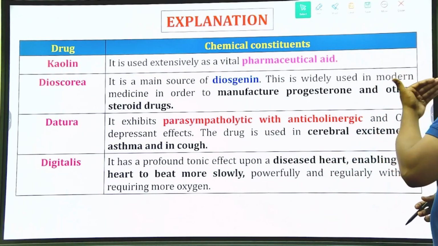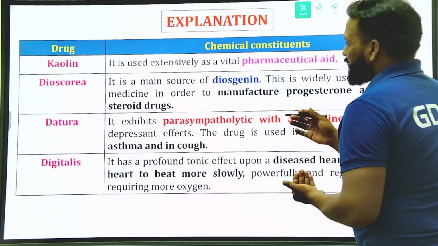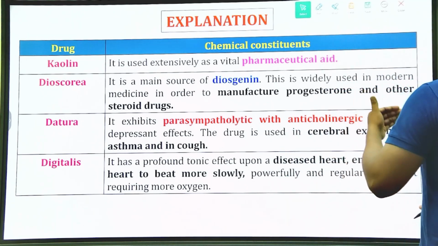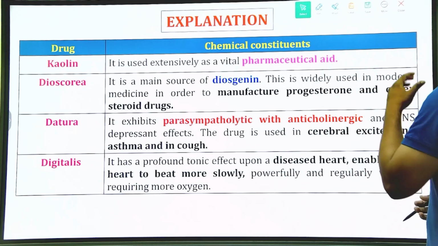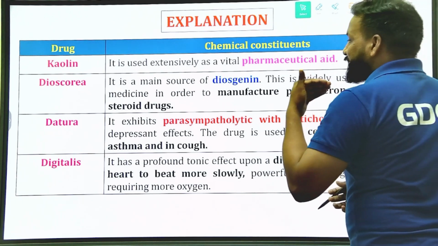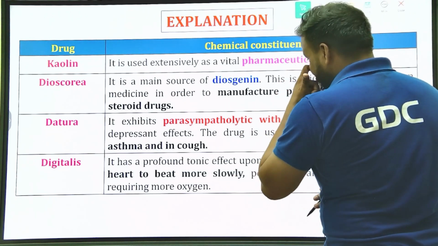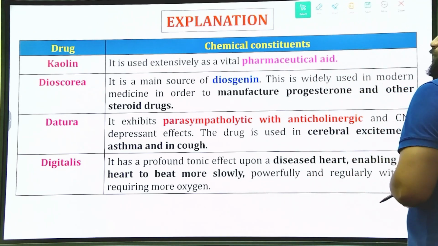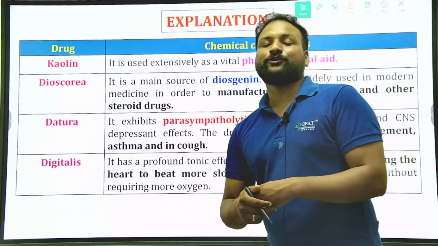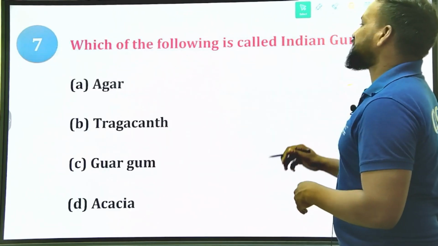They have different pharmacological actions. Diosgenin is used as a precursor for the steroidal drugs. Datura is a parasympatholytic with anticholinergic properties, whereas digitalis is a cardiotonic drug. That's it. Next question of this series.